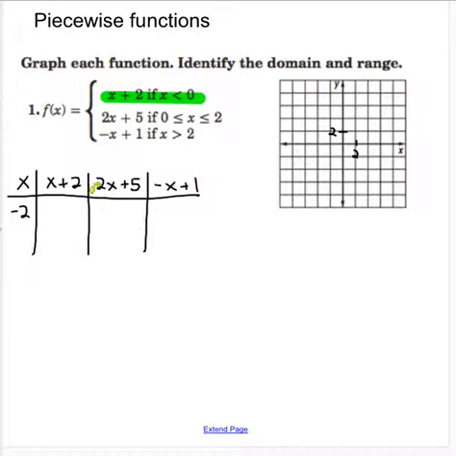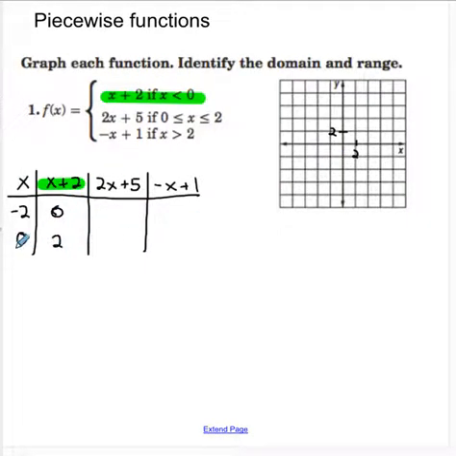So if I plug that into this rule, because that's the rule for when x is less than 0, I get negative 2 plus 2, which is 0. And then I want to go up to but not include 0. So I'll put 0 here just to find out where that end boundary is. And so 0 plus 2 is 2.